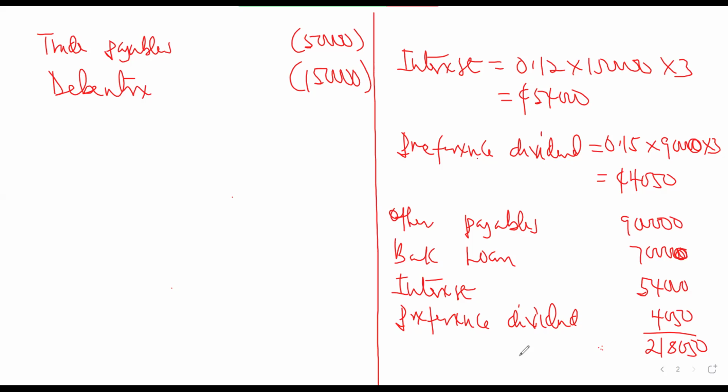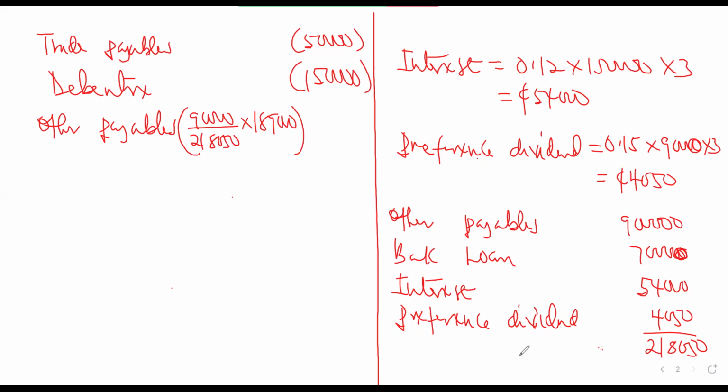So we come to other payables. Okay. So the other payables will be having 90,000 divided by 218,050 multiplied by 189,000.